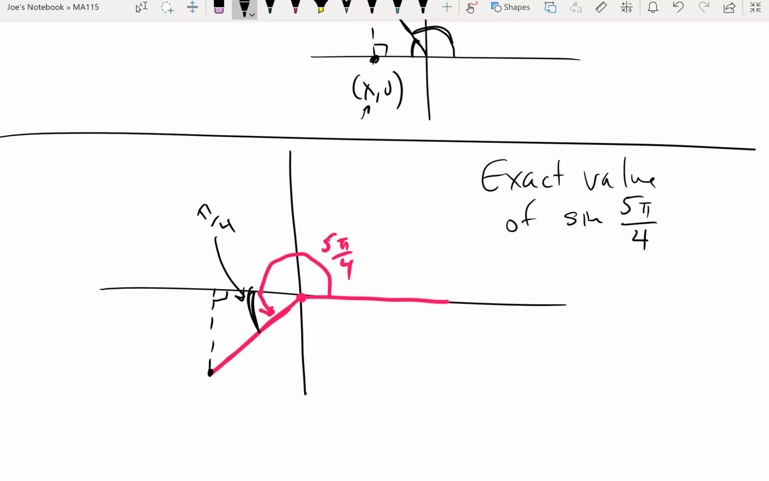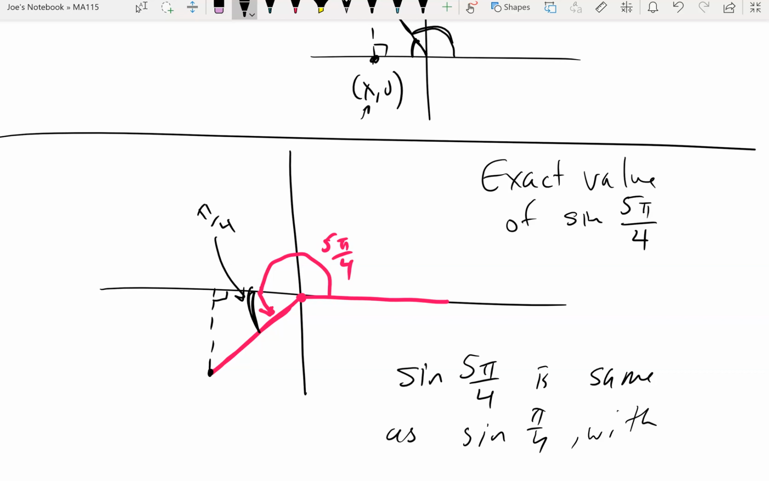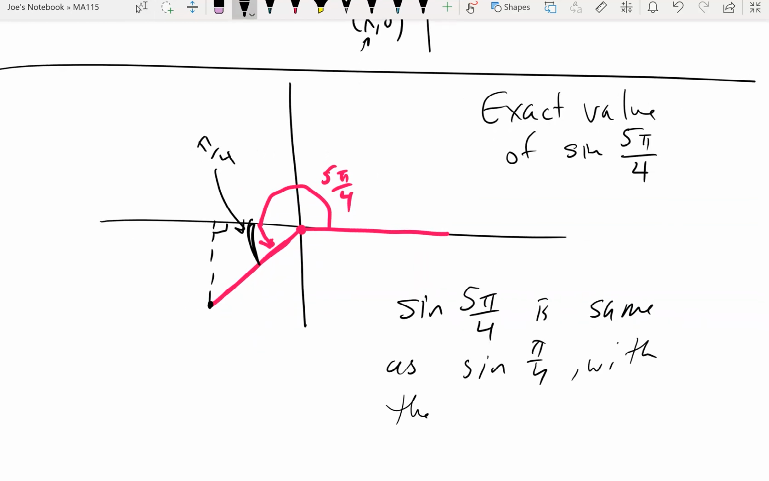So what this tells me is that the sine of 5 pi over 4 is the same as the sine of pi over 4, with the exception of whether or not it's positive or negative.